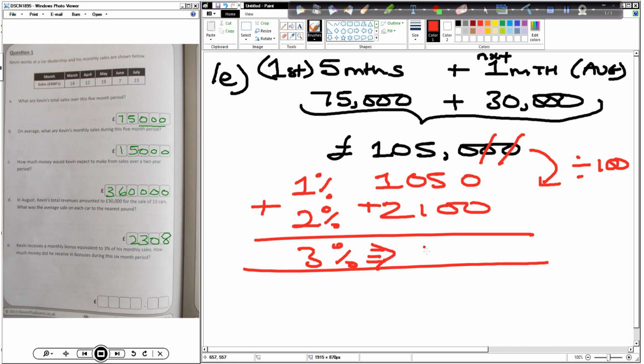Okay, so 1050 add 2,100 will give you what? 3,150. So let's write that at the bottom, a bit more clear over here. So the final answer for that question is 3,150.